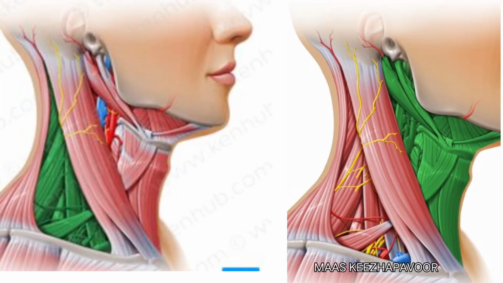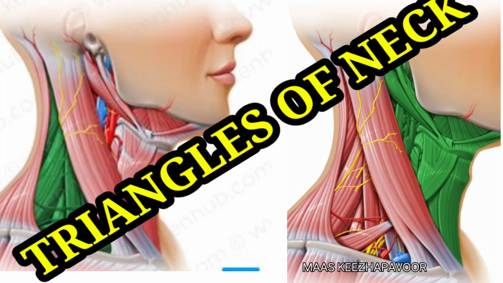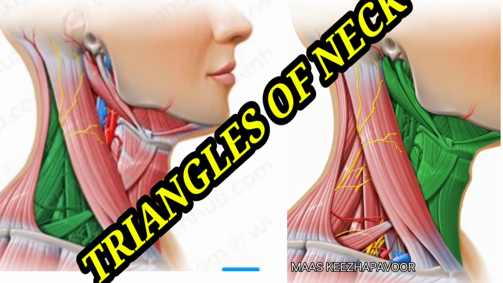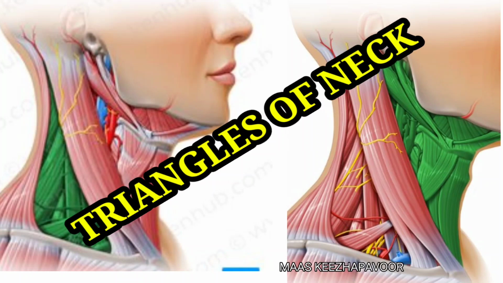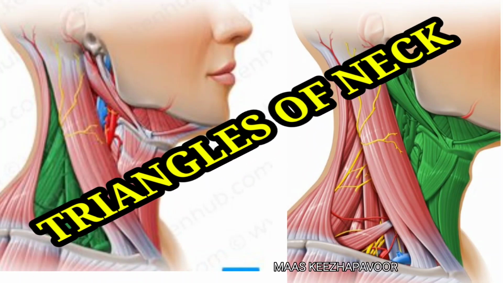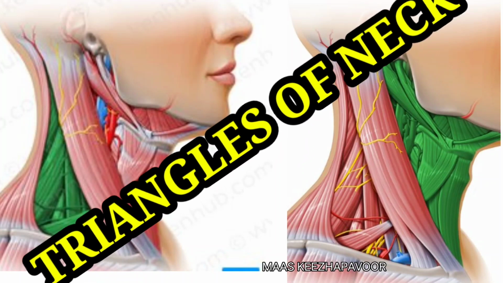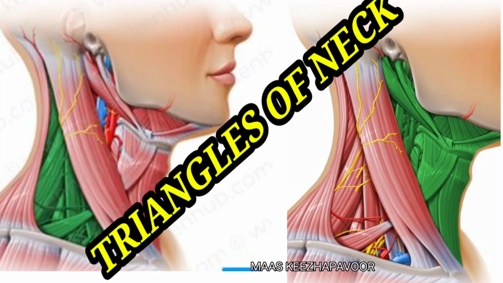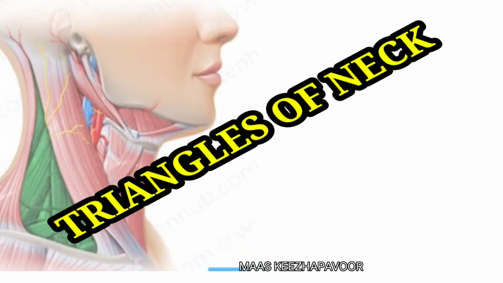In this video, we are going to learn about the triangles of neck. The neck region is subdivided into large triangles and their subtriangles. This helps to identify and locate the organs and make an anatomical diagnosis when there is a pathological disorder, and also to approach an organ with minimum incision during surgery. Right, we'll move on into the topic.